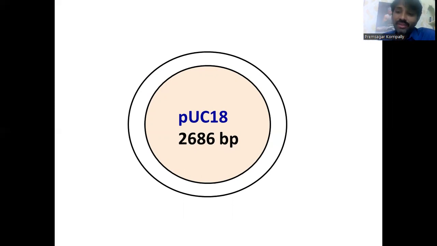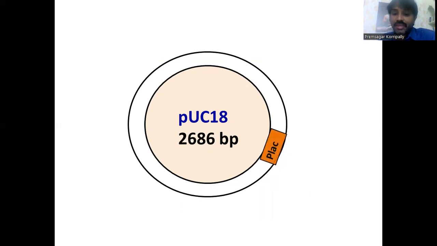An ideal cloning vector should have two features. One of them is small size. Small size allows us to clone bigger fragments. So the first feature, small vector size, is the ideal feature of a cloning vector, and pUC18 fulfills that first criterion.